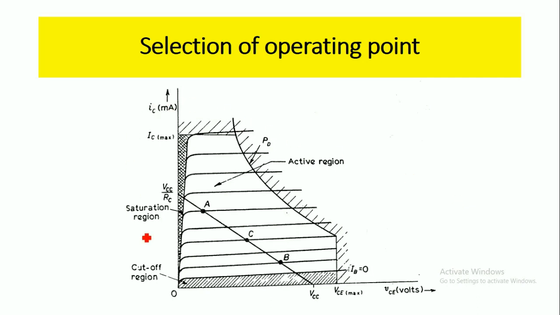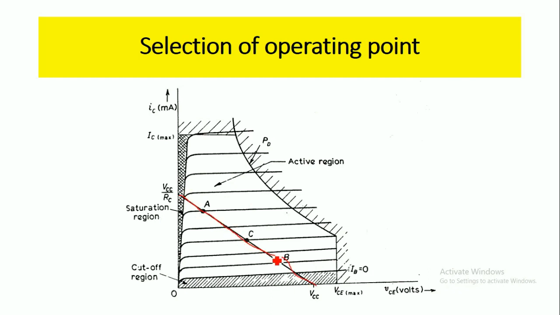This figure represents the transistor output characteristics. From the transistor output characteristics, we can see three major areas. One is the cutoff region, the second is the saturation region, and the third is the active region. When the Q point is in the active region, the transistor acts like an amplifier. If the Q point is in the cutoff region, it acts like an off switch. And when the transistor Q point is in the saturation region, it acts like an on switch.